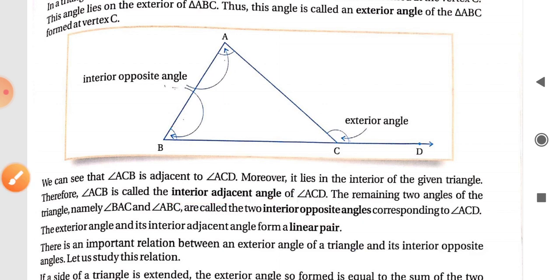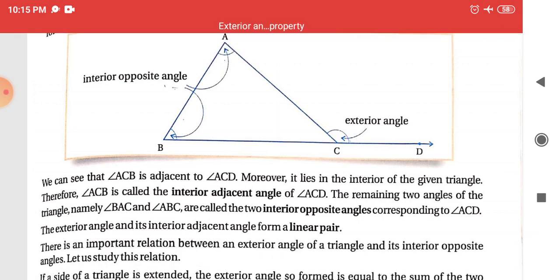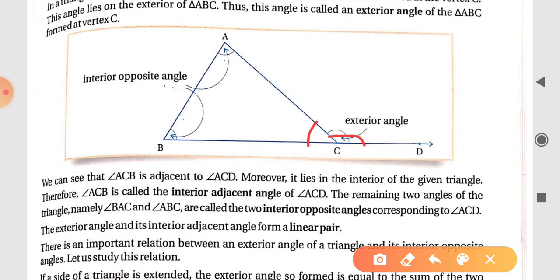So this is an exterior angle, and there is one more angle, angle ACB, which is the interior adjacent angle. These angles together form a linear pair because they are formed on a straight line. That means exterior angle and its interior adjacent angle always form a linear pair.